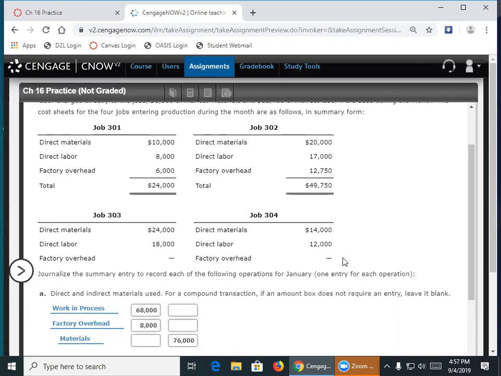Yep, that's exactly what you do. So for 303, you would take 18,000 times 0.75. And then same with 304. They want the total overhead, so we would take the 18,000 times 0.75, and then the 12,000 times 0.75, and then we'd add all 4 up to get our total overhead.